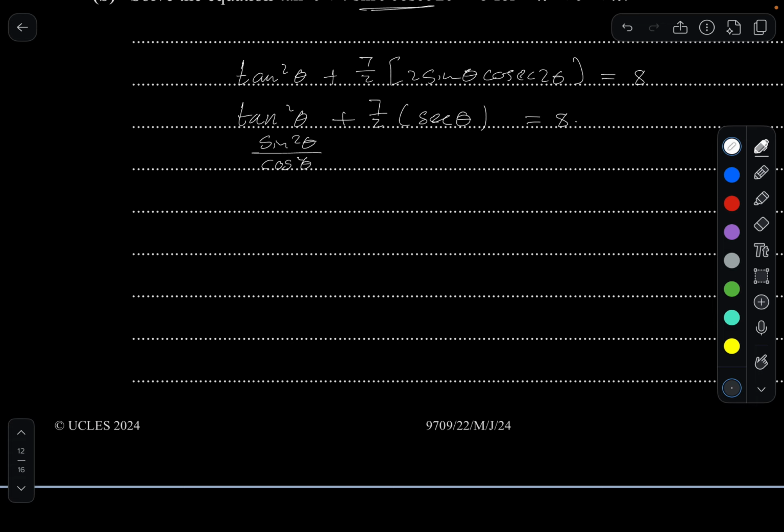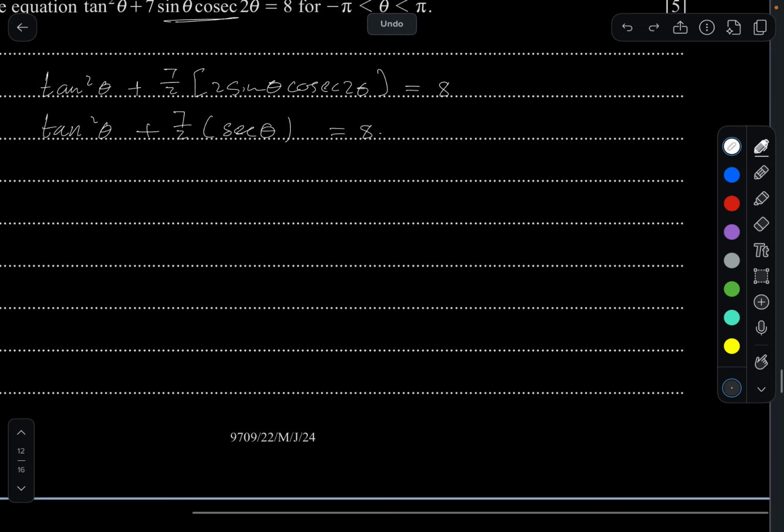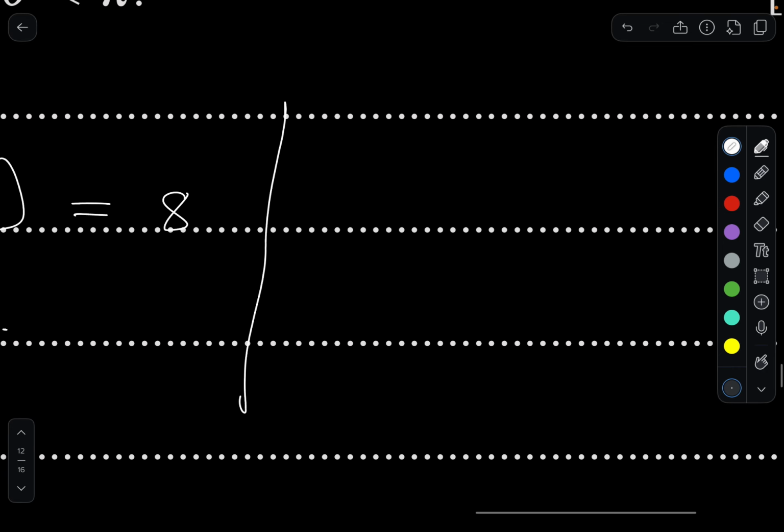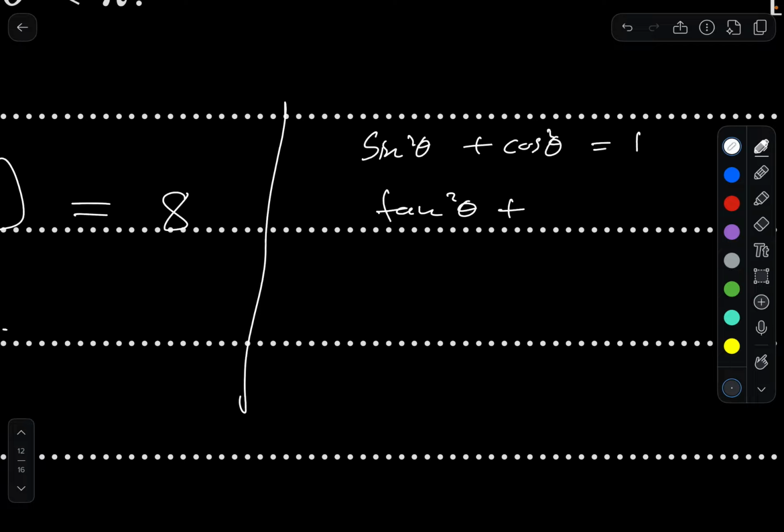We can turn this tan squared theta into sec as well, which can make our life easy. Remember, sine squared theta plus cos squared theta equates to 1. If we want to turn this into tan, we divide by cos squared on both sides, so tan squared theta plus 1 equates to sec squared theta.